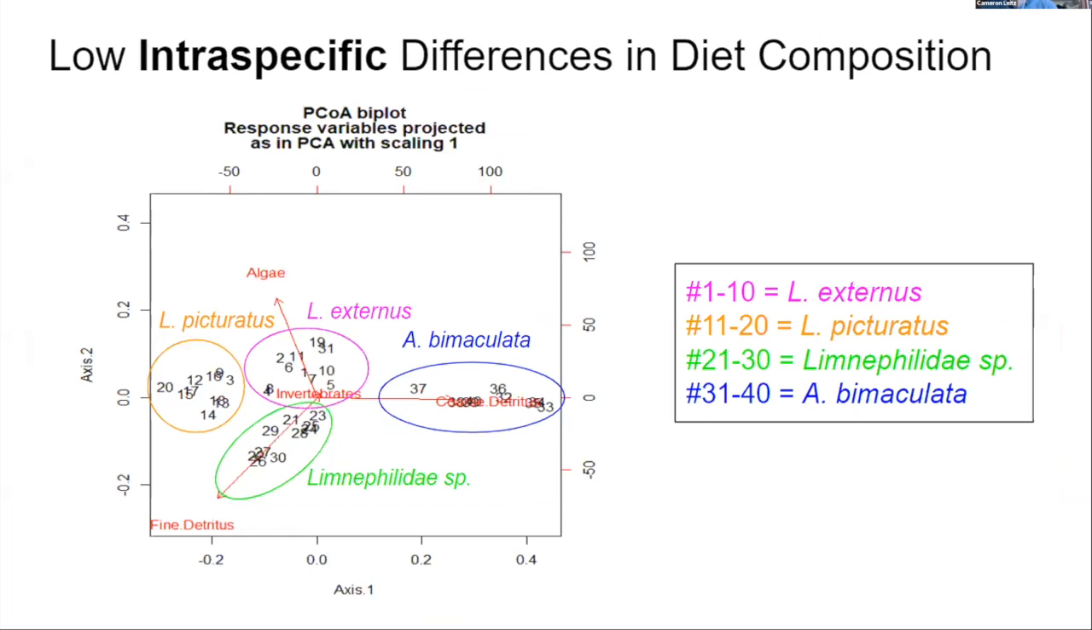Then going to the results, we used a principal coordinate analysis to determine that there was low intraspecific difference in diet composition. On the figure on the left, the main point is that each number represents the diet of an individual caddisfly. Generally, individuals of the same species are closely grouped together, even though there are a few outliers in the little circles. But in general, the differences between the same species are lower than the differences among the different species.